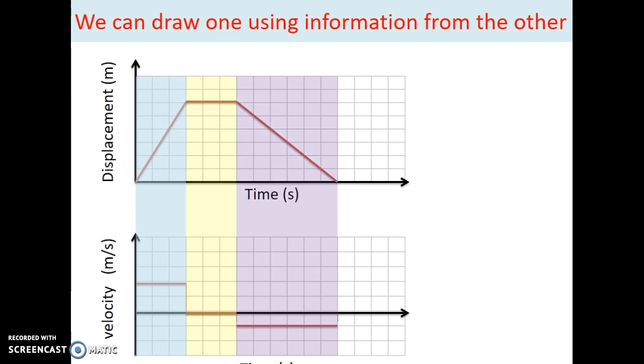Another thing you might want to notice is that you could draw displacement from the velocity time graph. Any idea how? Want to have a think? Yes, so you might have guessed that the area under the velocity time graph, the change in velocity times the time, will give you the displacement on the displacement time graph.